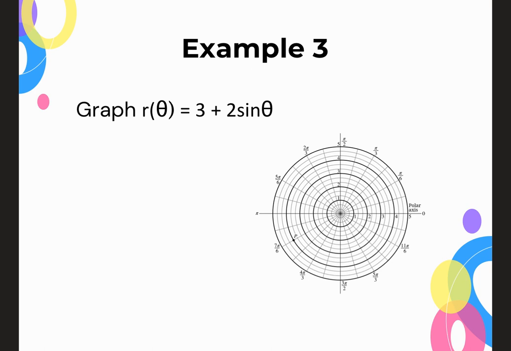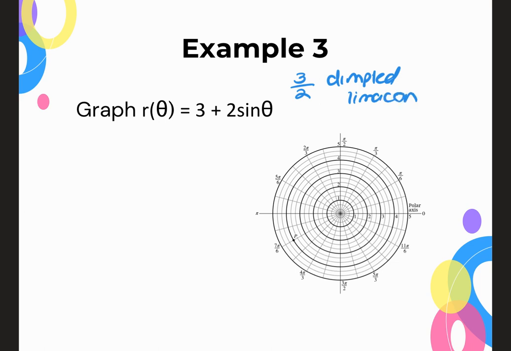Okay. So now let's graph it. First of all, this is sine. So that tells you that your loop or your point or whatever is going to be at the top or the bottom, not right or left. What's the A here? 3. What's the B? 2. So what did we just say this would be? A dimpled limaçon. Okay, you don't need the accent, obviously, when you write it.